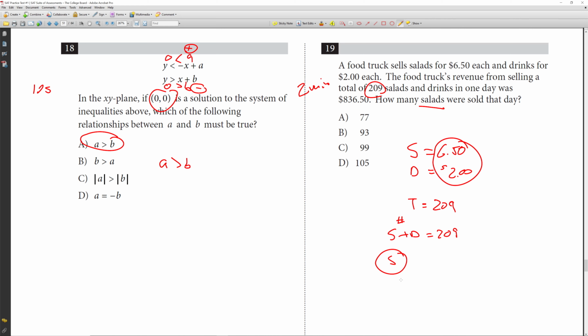With the salad first, we could set this equal to X. So X times $6.50, because that's the number of salads times $6.50, plus (209 minus X) times $2. This is my drinks. So this is the salad portion and that's the drink portion. The reason why we could use this 209 is because this is the total minus the salads, and that gives me drinks because I get that from this equation. And this is $2 because that's the dollar amount per drink, and $6.50 is the dollar amount per salad.